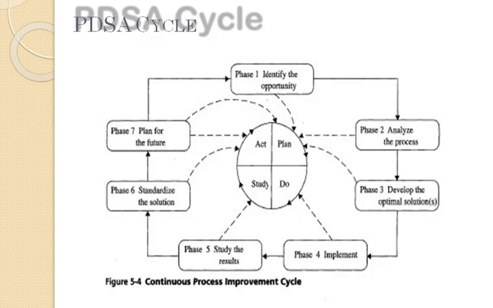So the PDSA cycle is a continuous process improvement cycle. PDSA stands for: Plan is to analyze the process, identify the opportunity, and develop the optimal solution. Do is the implementation phase. Study is what output you are going to get, that you are going to study. Afterwards, Act is when you standardize the solution and plan for the future. Like this, the overall PDSA cycle works.